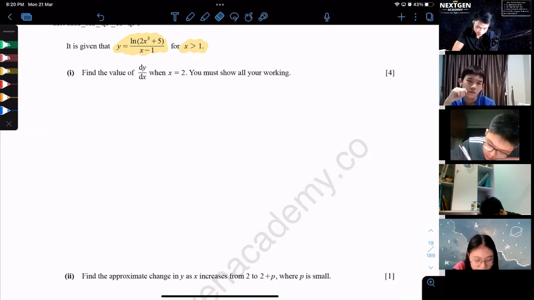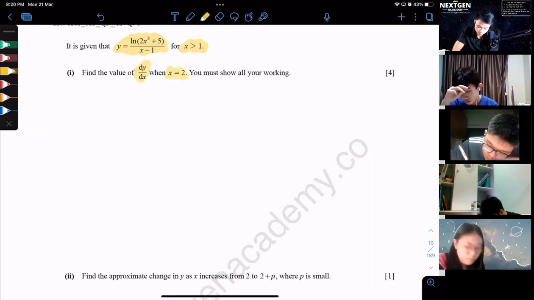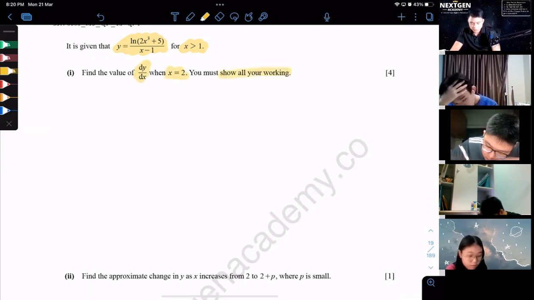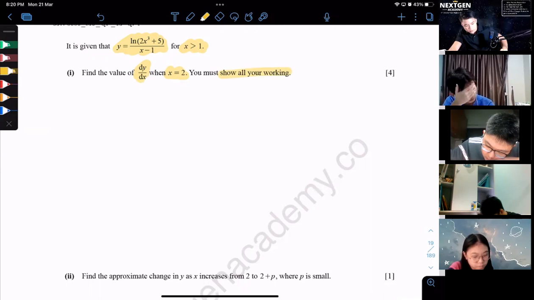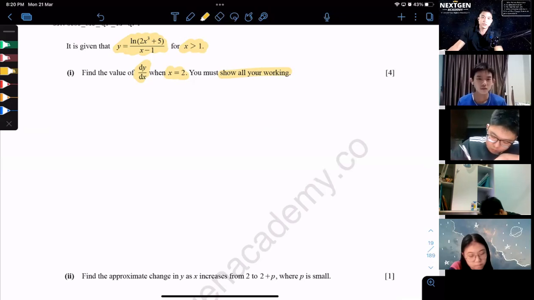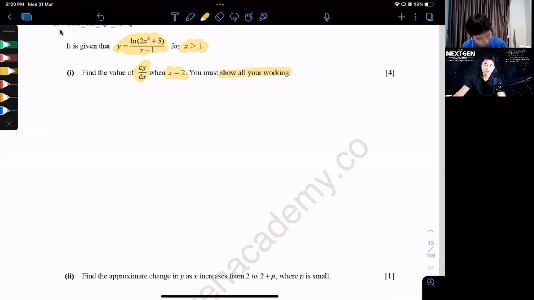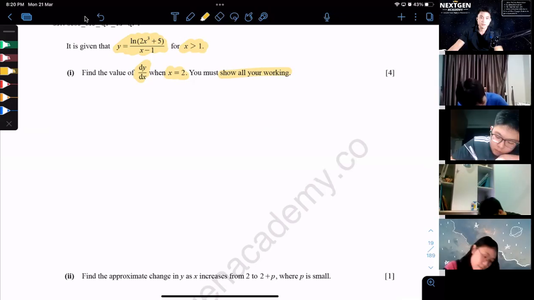Anyway, find the value of dy over dx when x equals 2. You must show all your working. I'll give you all 2 minutes. Let's go. Just go and find what your dy over dx is.